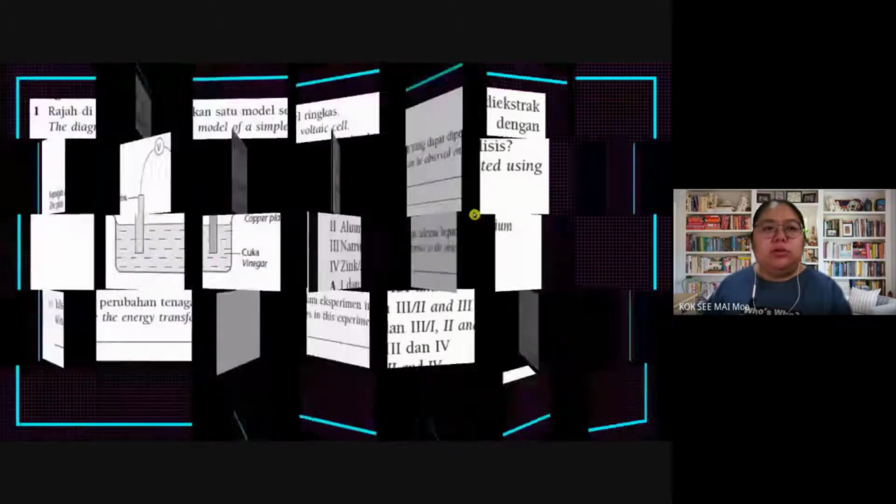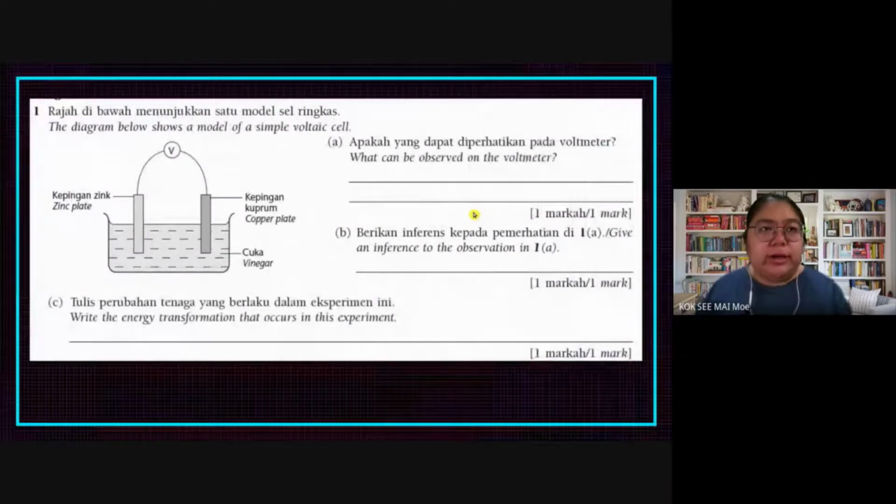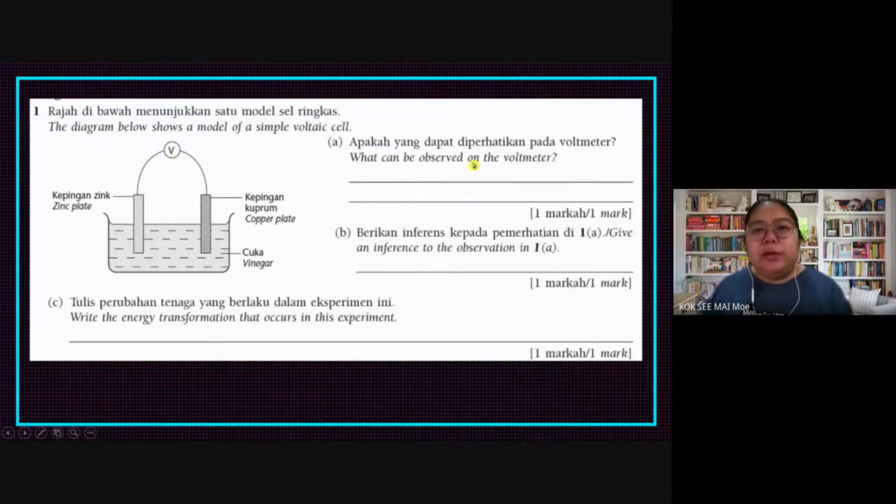Then we go to the structure questions. You can see this diagram is a chemical cell because they're using a voltmeter only. First, what can be observed on the voltmeter? The voltmeter sure gets deflected. In this situation, one electrode is zinc and another is copper. There is still a gap, but they still can conduct electricity, so the voltmeter pointer can be deflected.